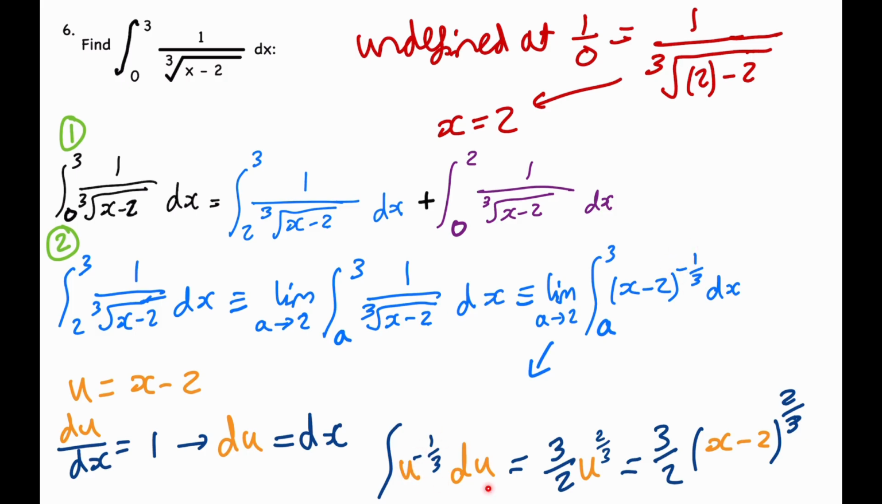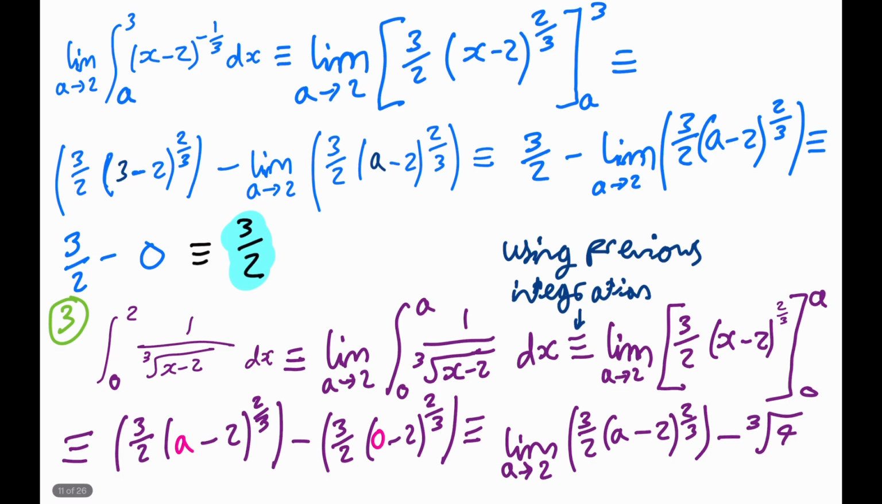And then when we integrate this, it is pretty easy to integrate. You increase the power by 1, so you get 2 over 3, and then you divide by the new power, so you divide by 2 over 3, which is the same as multiplying by 3 over 2. And now you can substitute your u back, which was the old value that we had, which was x minus 2, into the equation, and this will be your integration, basically.